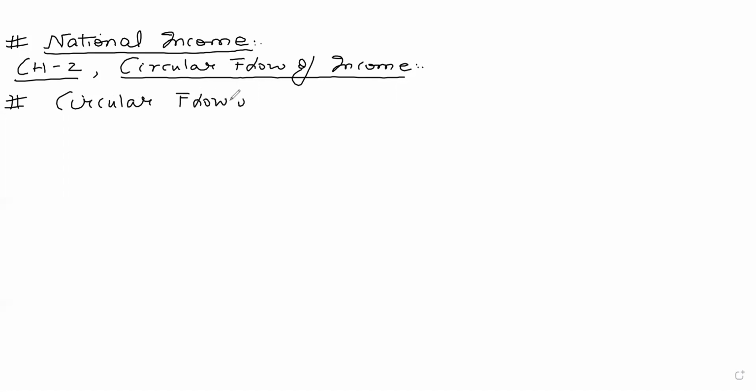If you all can recall, in the previous lecture of national income, we had done chapter 1, which was introduction to macroeconomics. Okay, this is the second chapter within the national income unit, which is called the circular flow of income. So let's look at the circular flow of income in a two-sector economy.